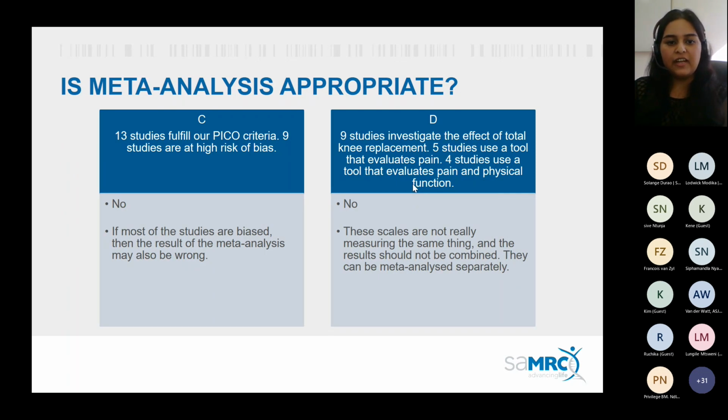For D, 9 of the studies, 5 of them evaluate pain and 4 evaluate pain and physical function. So these scales are not really measuring the same thing. One is measuring pain while the other is measuring pain and physical function. So the results should not be combined. But you can, however, meta-analyze the 5 studies that measure pain separately from the 4 studies that measure pain and physical function. So it's up to you to use your judgment to decide when measures are similar enough to be combined and when it will give a meaningful answer to your review.